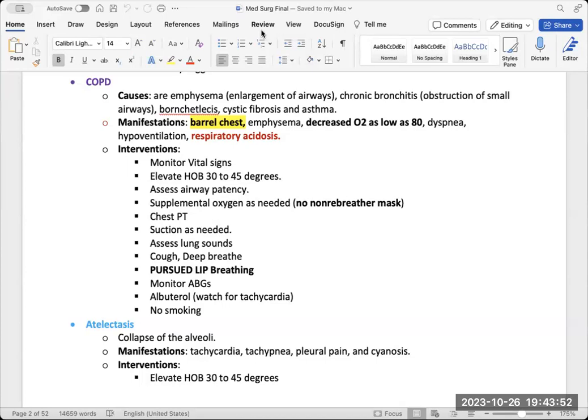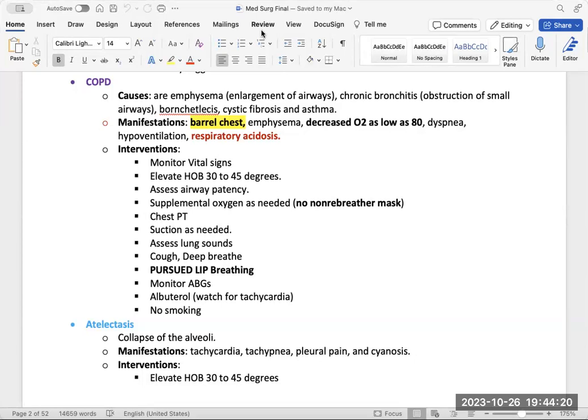And what are some manifestations, right? We said a key manifestation of asthma was wheezing, but what are some key manifestations in COPD, things that we expect to see? Barrel chest. Mm-hmm. Maybe rhonchi. Yeah, they can have crackles and things like that. And what else though? Constant coughing.